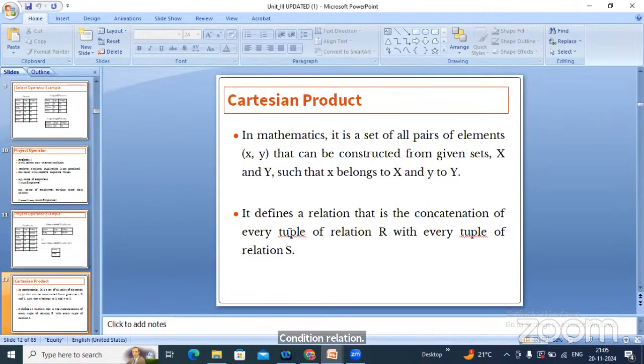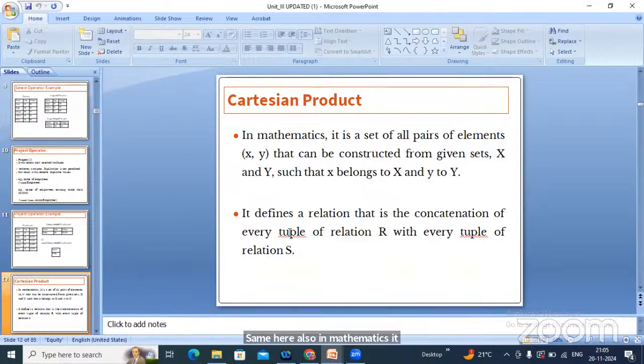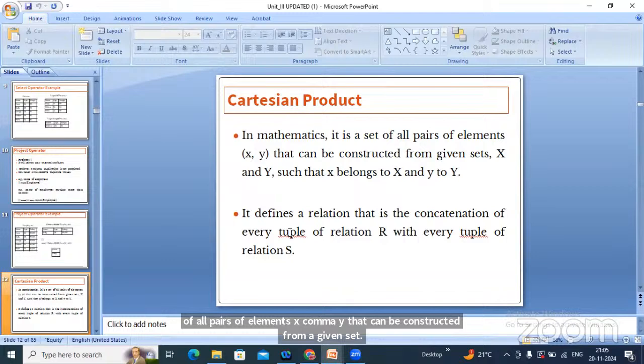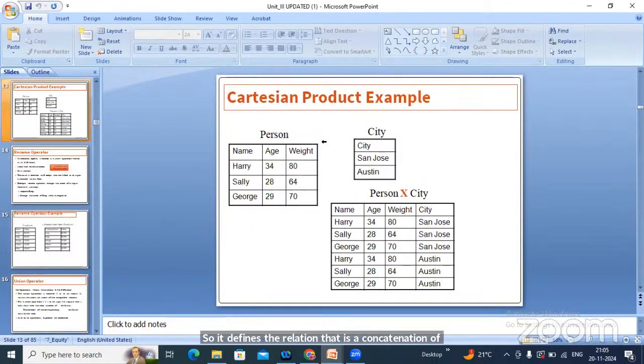Next, Cartesian product. As in set theory in mathematics, we use the Cartesian product, and it is the same here. In mathematics, it is the set of all pairs of elements x comma y that can be constructed from given sets x and y. It defines a relation that is a concatenation of every tuple of R with every tuple of S. Here person is there, city is there. Every tuple of person is combined with every tuple of city.